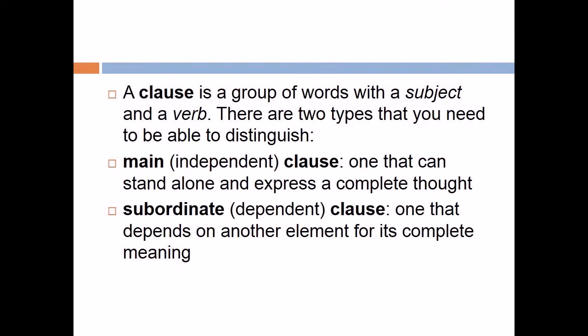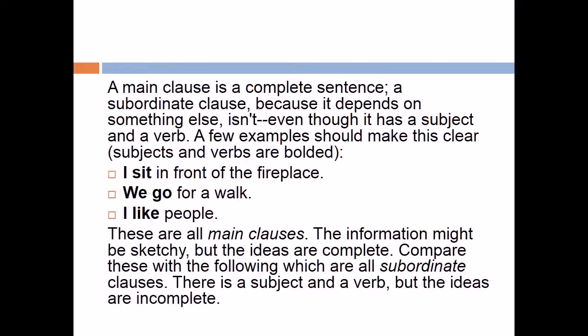A clause is a group of words with a subject and a verb. There are two types that you need to be able to distinguish. Main, independent, clause: one that can stand alone and express a complete thought. Subordinate, dependent, clause: one that depends on another element for its complete meaning. A main clause is a complete sentence. A subordinate clause, because it depends on something else, isn't, even though it has a subject and a verb.